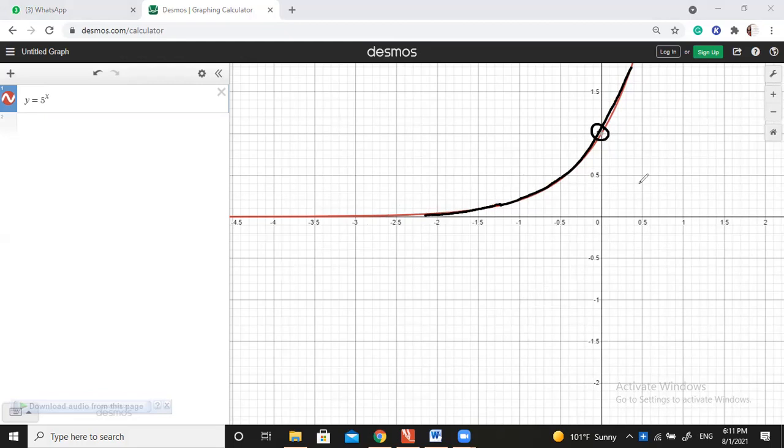طيب تعال نجربها كده، نغير ال 5 دي نعملها مثلا 1000. شوف برضو بيمر ب (0, 1)، ونفس الكيرف، بس بيحاول يقرب من الواي اكسس but don't touch it.